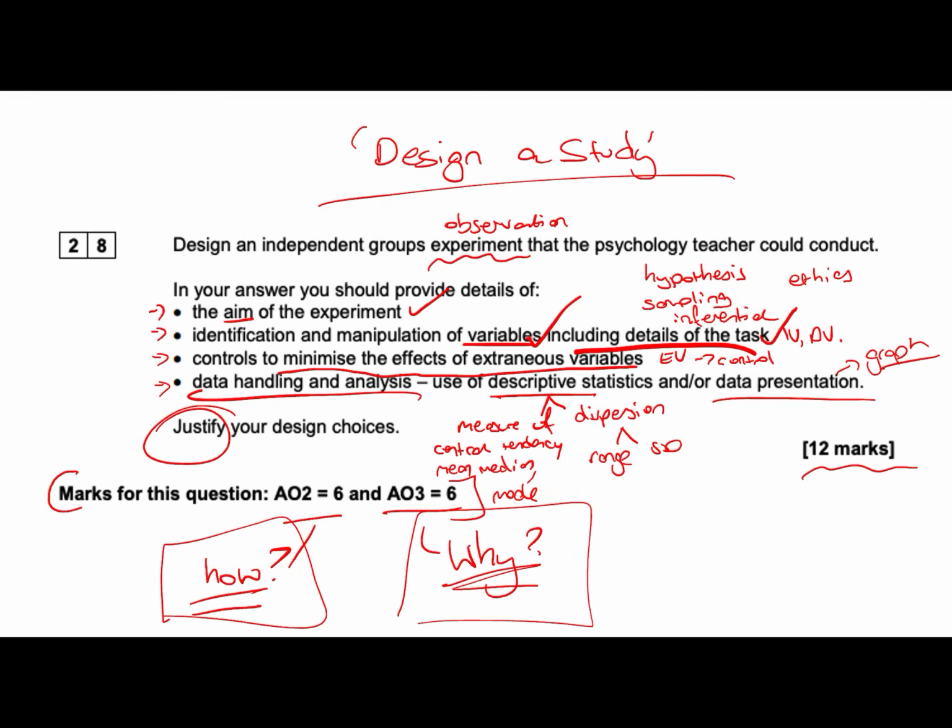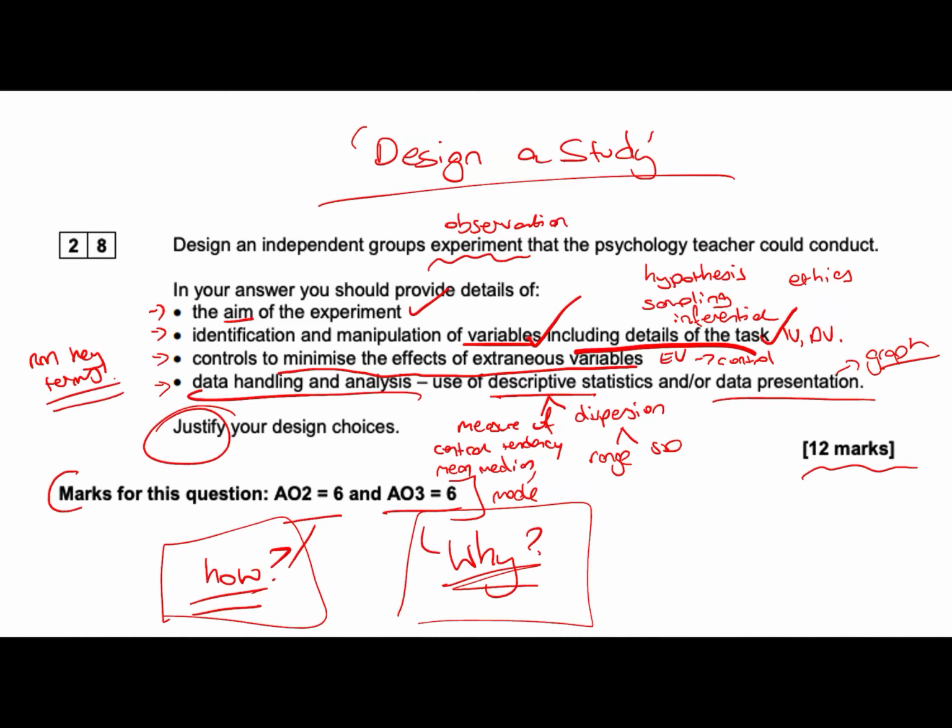How to minimize and control for the extraneous variables. This is where you need to really show off your research method's key terms. This is where I want to be seeing things like random allocation, standardization, randomization, situational variables, participant variables, demand characteristics, investigator effects. This is where you can really show off all of those buzzwords that you know.